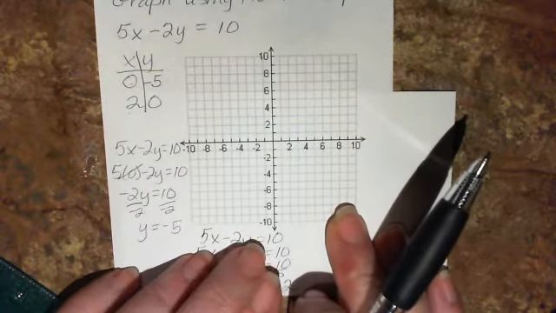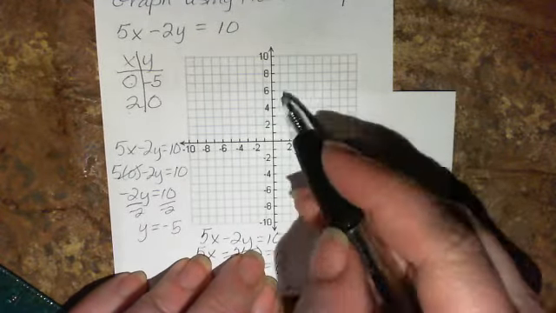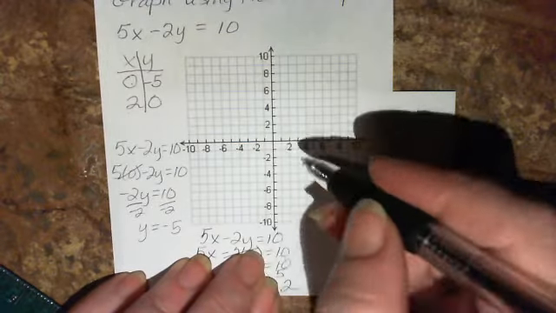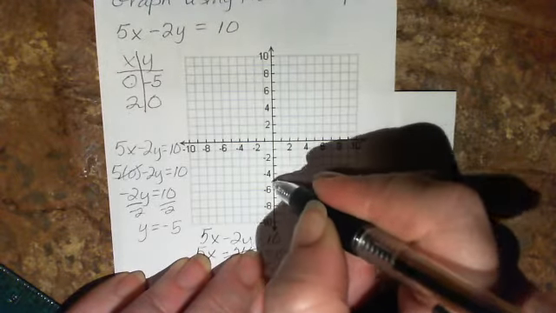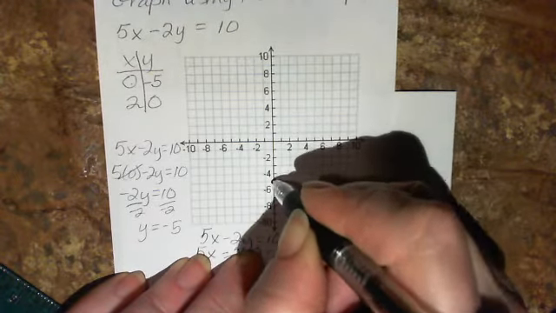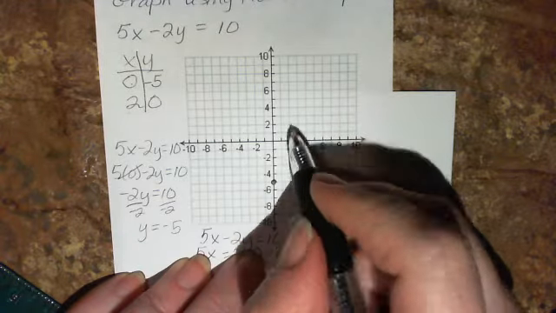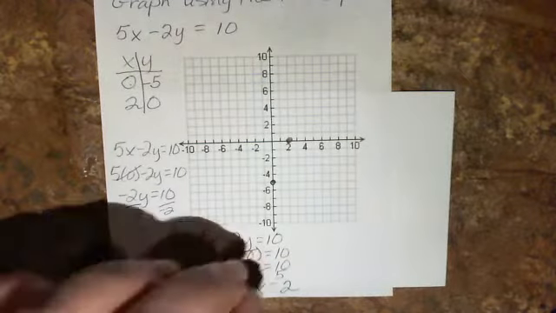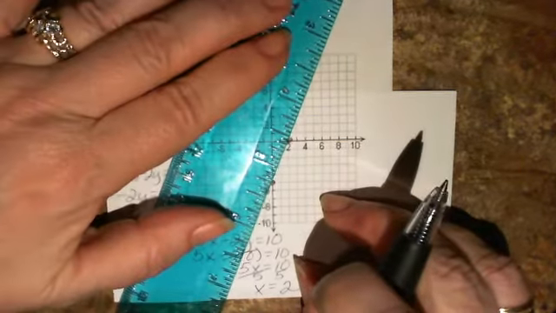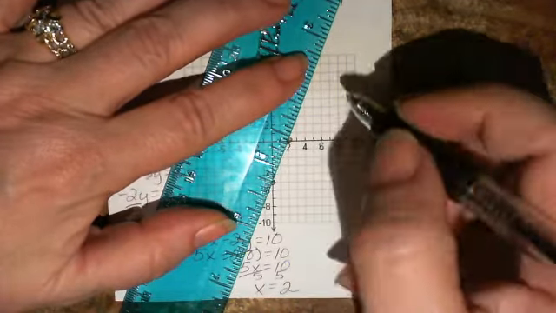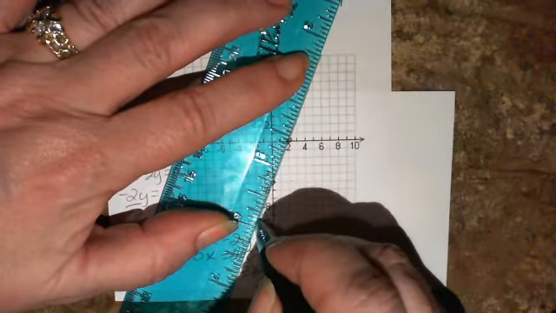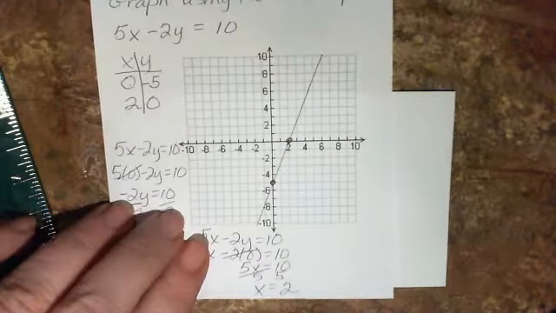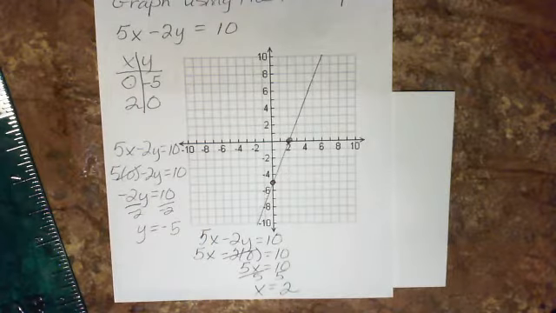Now we have two ordered pairs. We have our intercepts that we can plot: 0, -5 and 2, 0. And now that we've marked our intercepts, you can connect them with a nice straight line. All right, so that's graphing using the intercepts. Two examples of graphing using the intercepts.